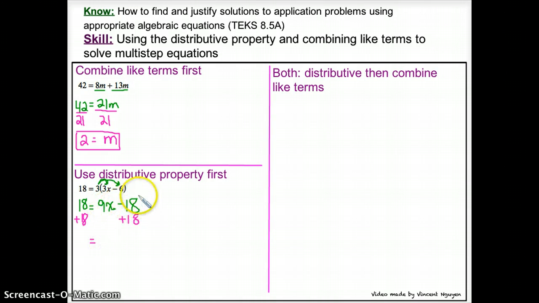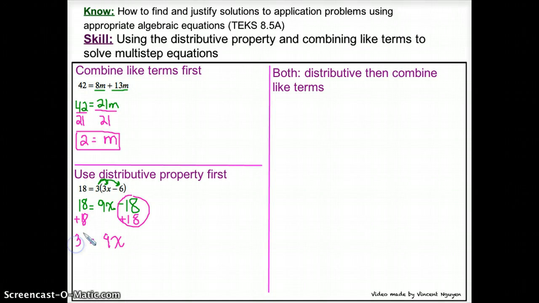Okay, so on this right hand side, this will zero out. Okay, so I have 9x left, so I would write 9x down. Okay, on the other side, however, since I added 18 to 18, I end up with 36.